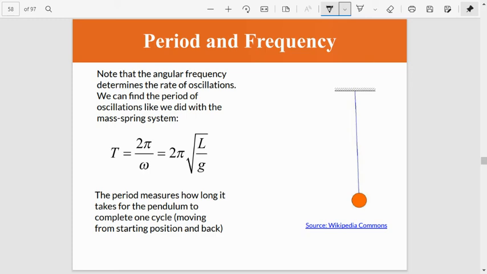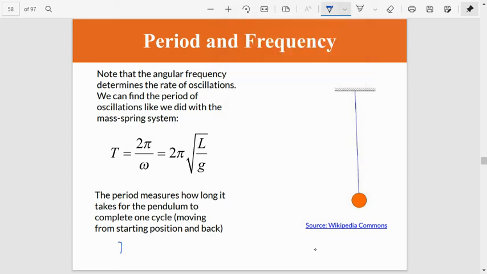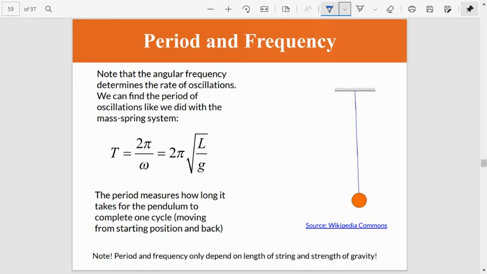And likewise, you can talk about the frequency, which is how many cycles you can do in unit time. And that's always going to be the same definition. The relationship between period and frequency in all units is always one's the reciprocal of the other. So, a note here, like I said, this only depends on L and g, not on phi or t.